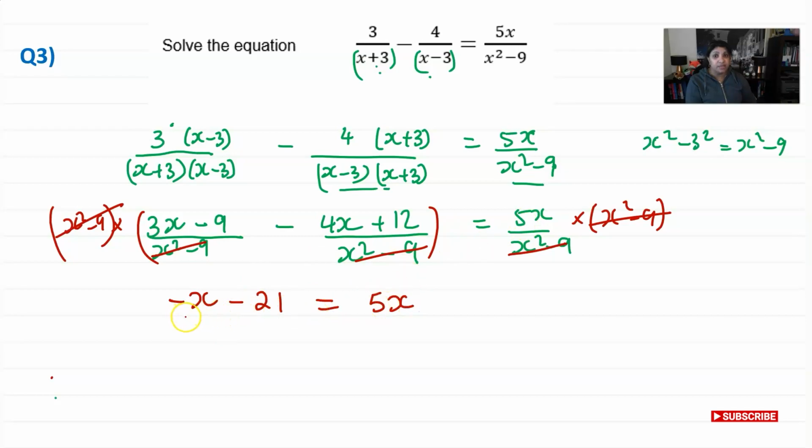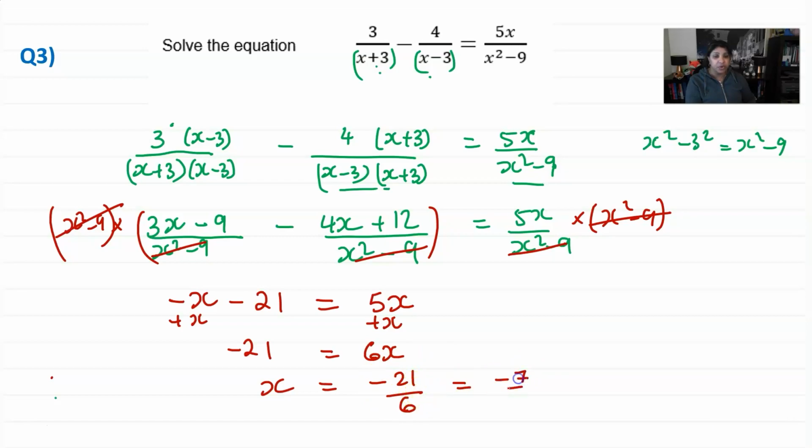Right, I've got negative x on this side, so I'm going to add x to both sides in order to get rid of that negative x. So I have negative 21 equals 5x plus x, which is 6x. So therefore x is going to be equal to negative 21 over 6, and you can simplify that because they are both divisible by 3. It's going to be negative 7 over 2, or negative 3.5. And that is the solution for this question.